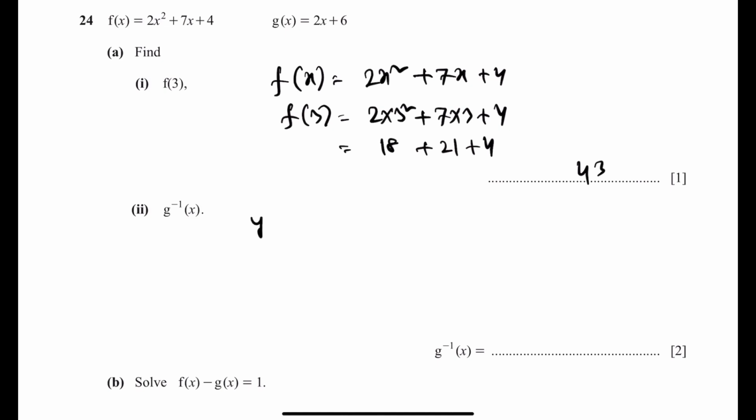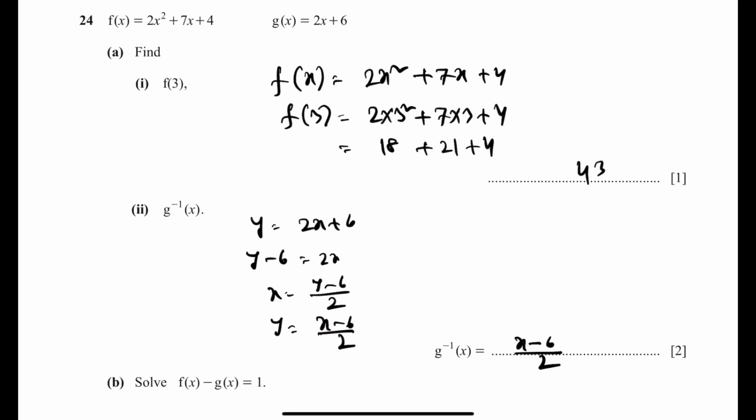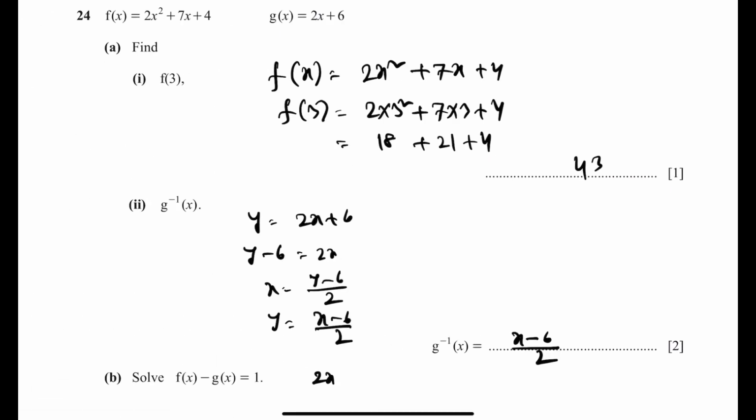Okay, let us do g inverse. Let us consider y equals 2x plus 6. So let us make x the subject. So x equals (y minus 6) by 2, interchange x and y, so x minus 6 by 2. So our g inverse x will be (x minus 6) divided by 2. 2x square plus 7x plus 4 minus (2x plus 6) equals 1.